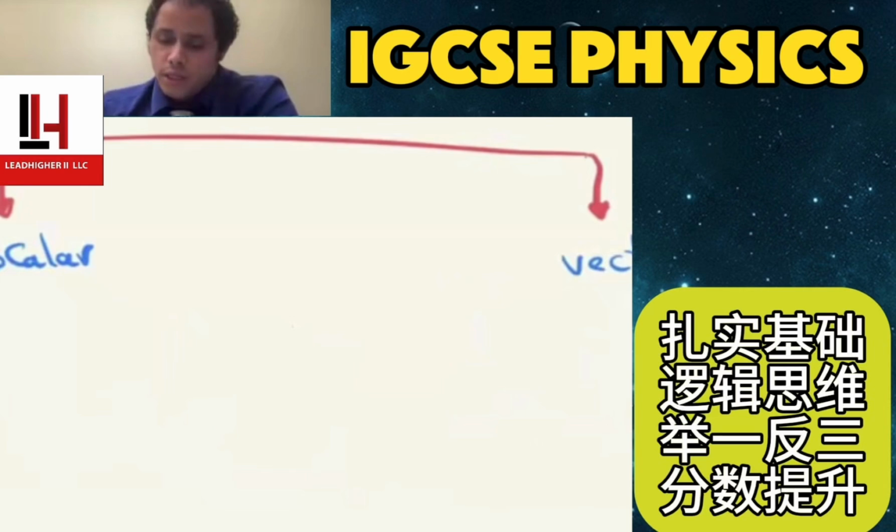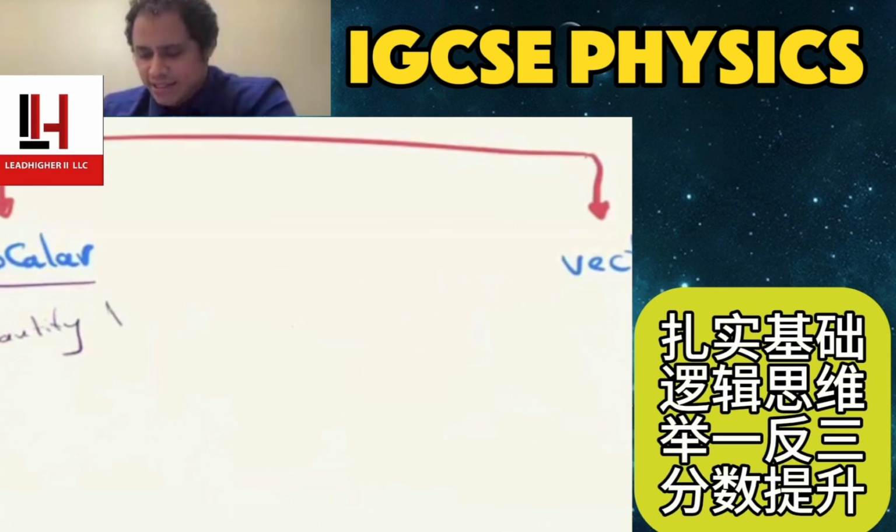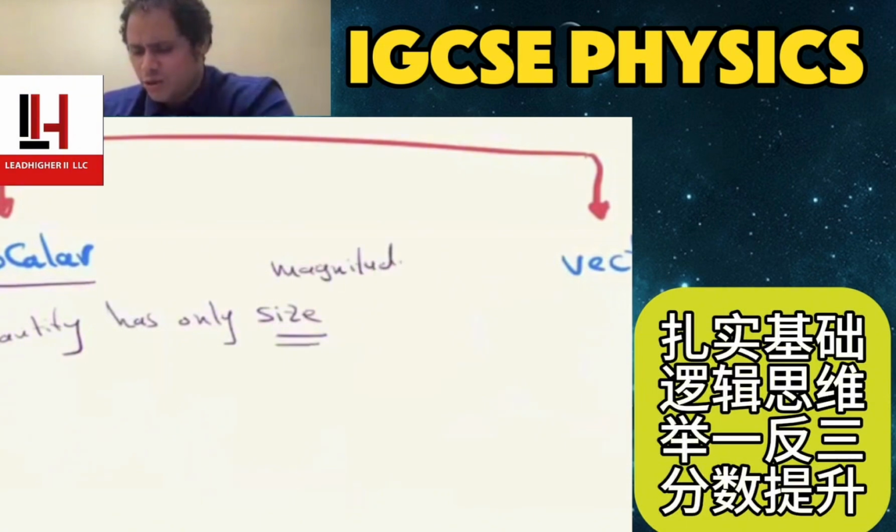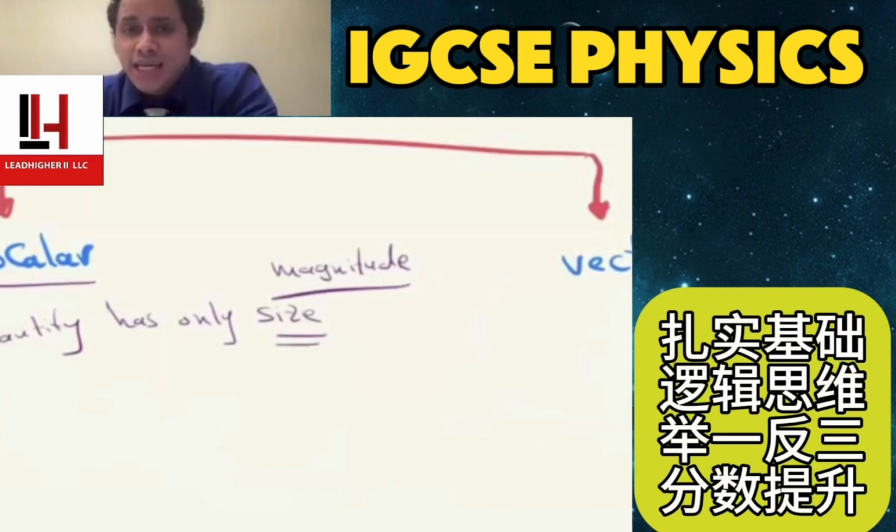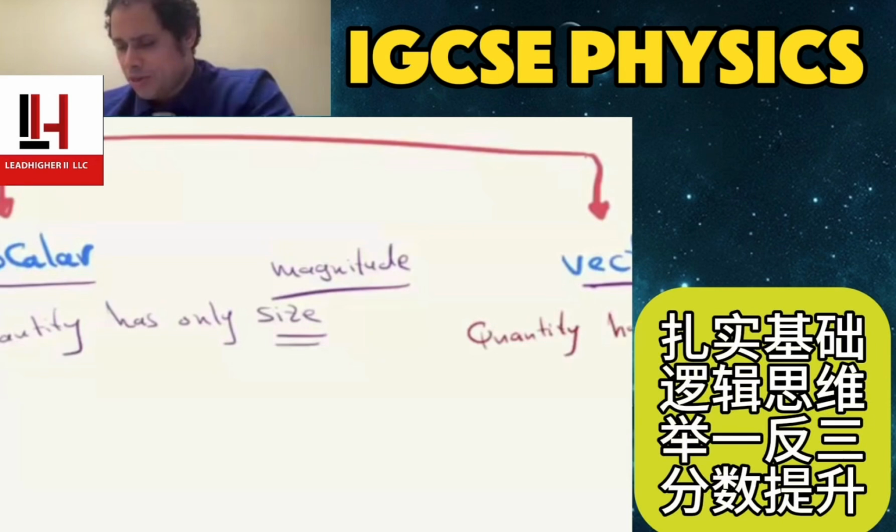So, scalar. A scalar is just a normal quantity, has only size. Size or magnitude. Teacher, I don't understand. What do you mean with magnitude? Just a number. Like Jennifer moves 400 meters. I didn't say anything about direction. Good. How about vector? Vector quantity has both magnitude or size and direction.